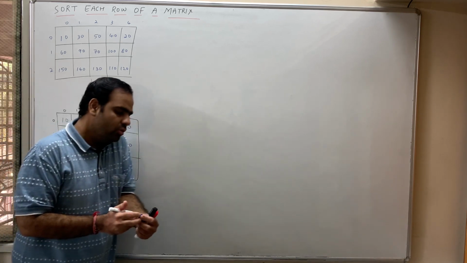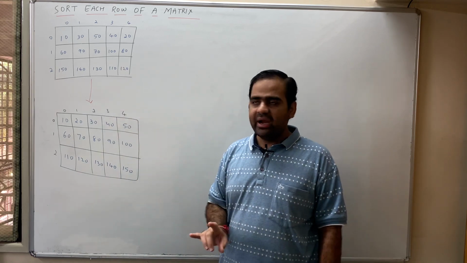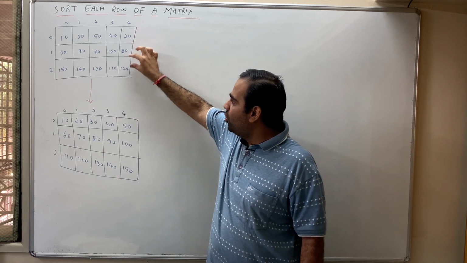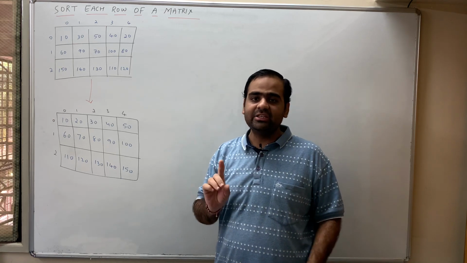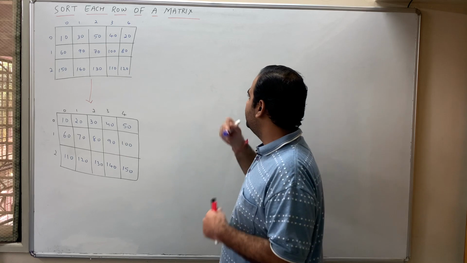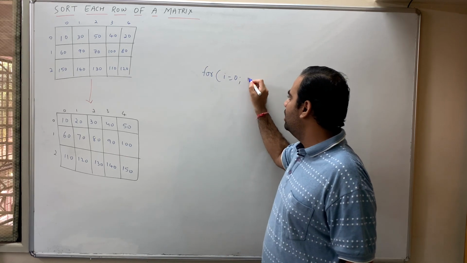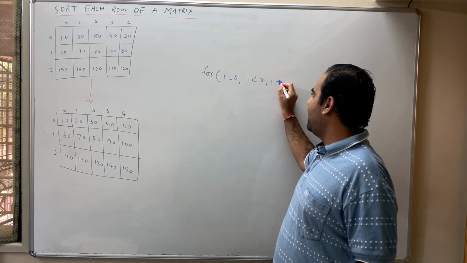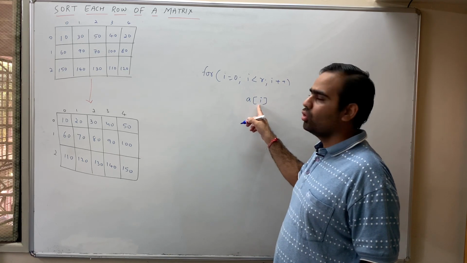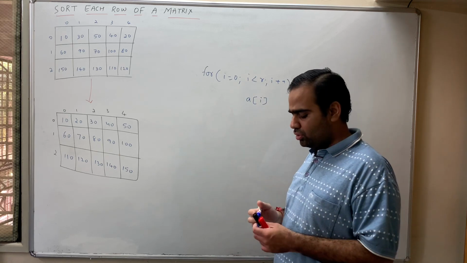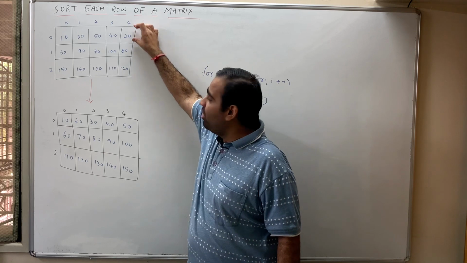This is how we need to get the matrix, and we know that each individual row is a one-dimensional array, and we know how to get each individual row. How do we get each individual row? We say for I starts from 0, I less than the number of rows, I plus plus, and if you say A of I, it will give the 0th row, first row, second row, third row and so on.